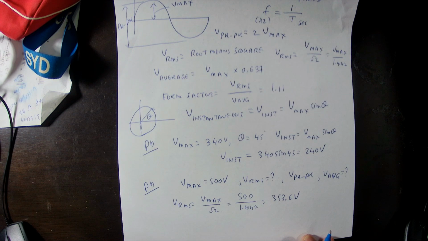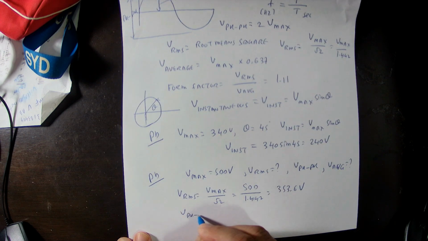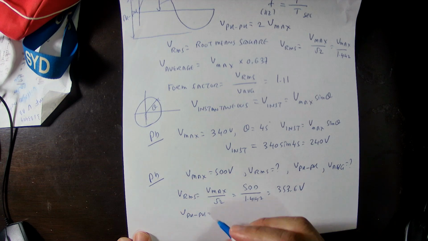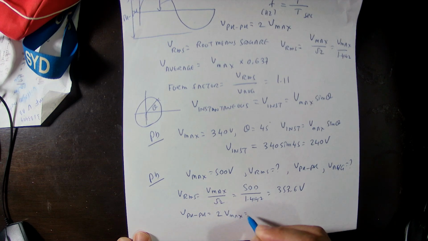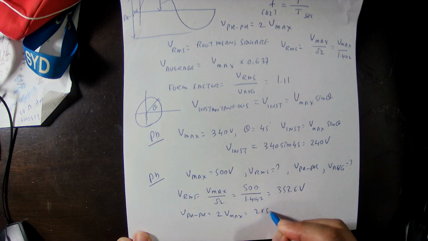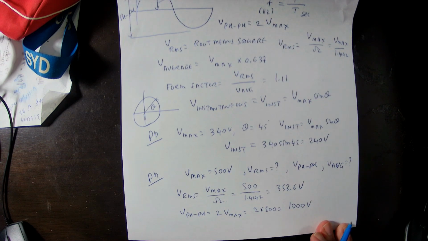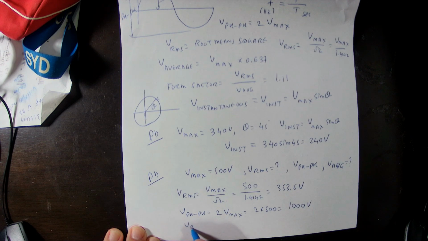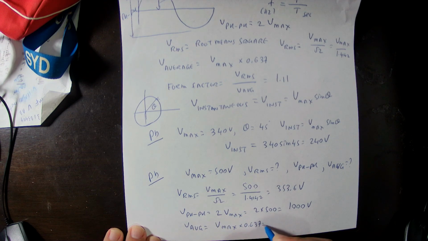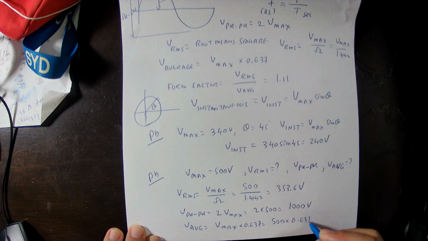Also, we can calculate VP-P. VP-P is 2 times V maximum. In this case, our V maximum is 500, multiplied by 2, so you get 1000 volts. The peak-to-peak value is 1000 volts. We also need to calculate V average. According to the formula, V average is V maximum multiplied by 0.637. Therefore, 500 multiplied by 0.637 gives 318.5 volts. So this is the answer for the problem.